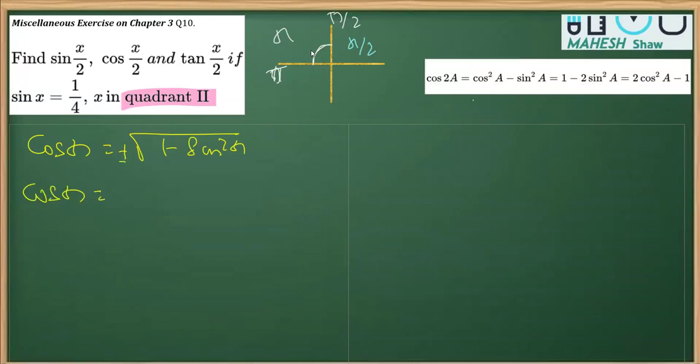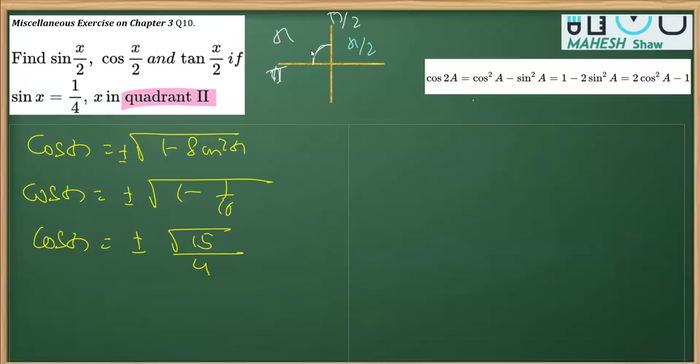Replacing the value of sin x, which is 1/4, 1/4 squared is 1/16. So we get cos x is equal to plus minus under root 15 divided by under root 16, which is 4. Now we need to figure out the quadrant for x. As you can see, x lies in the second quadrant, and in the second quadrant, cos is negative. So we'll be placing a minus sign here. So we got the value of cos x.